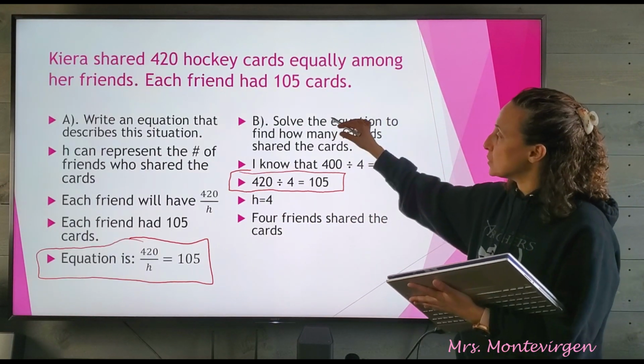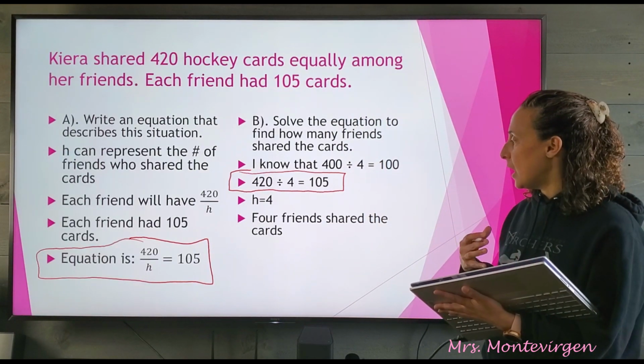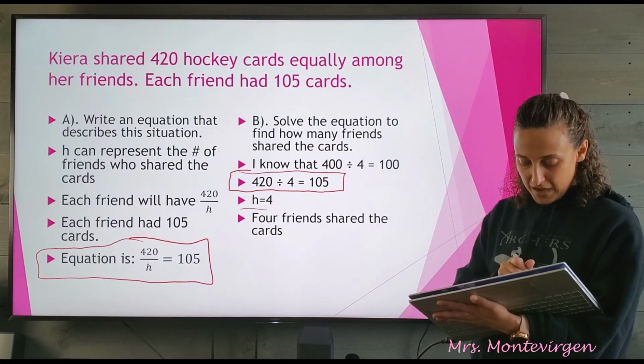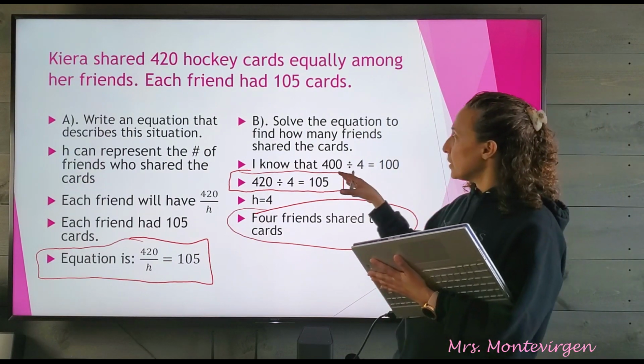So if I go back to the question, it's asking us how many friends shared in those cards. Now I know that my answer is 4. Okay? So there you go.